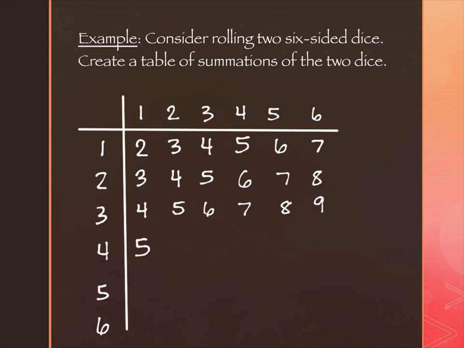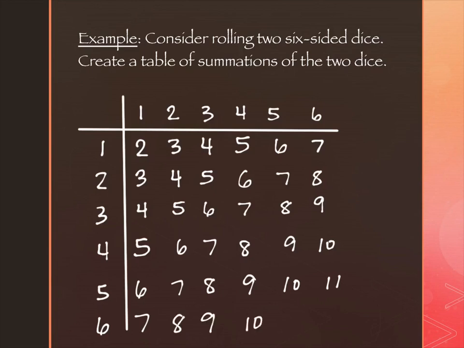So 4 starts with 5. 5, 6, 7, 8, 9, and 10. And then 6, 7, 8, 9, 10, and 11. And then 7, 8, 9, 10, 11, and 12. Okay, does that make sense? Okay. This is actually a really nice table for the kinds of questions that are going to follow.